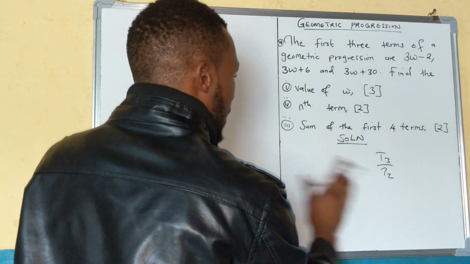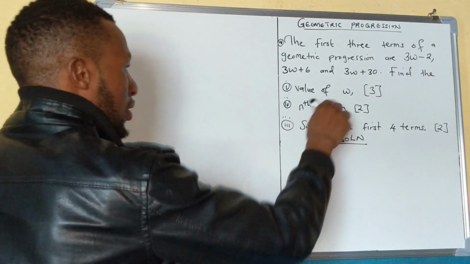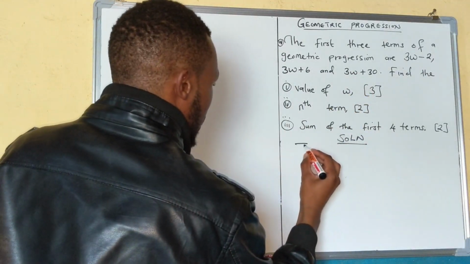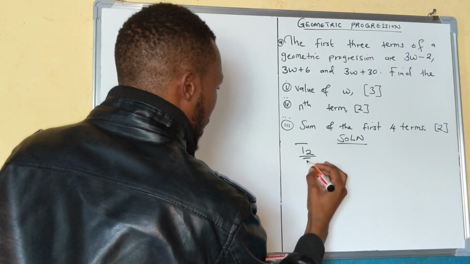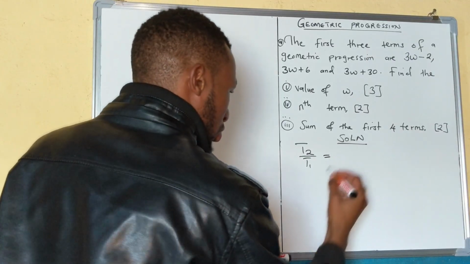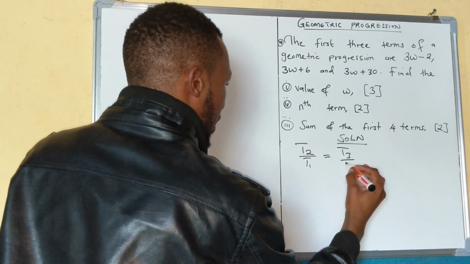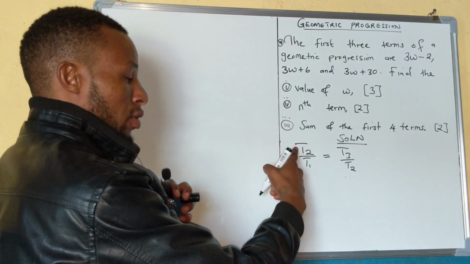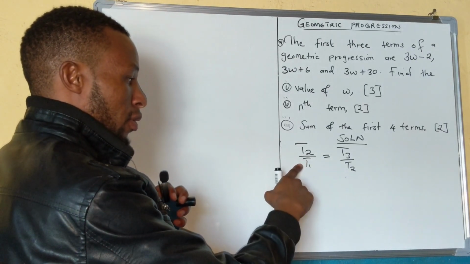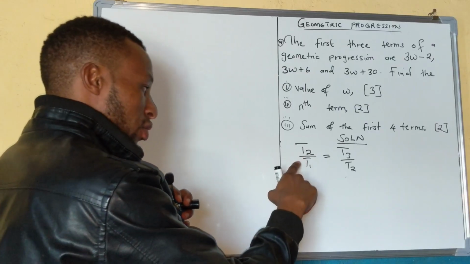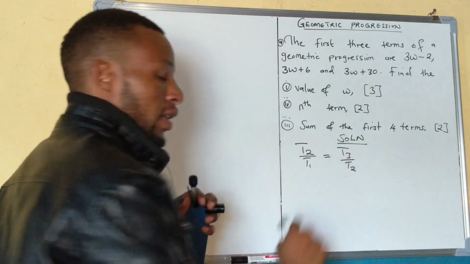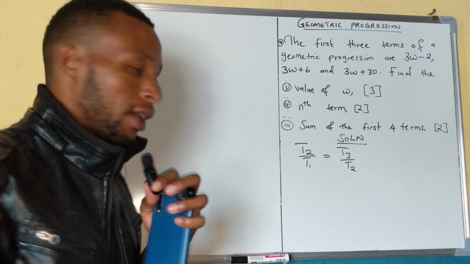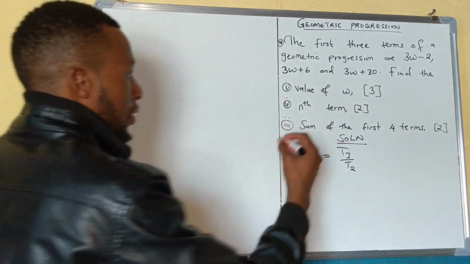So this is how you are supposed to handle this question. To find w on these terms, we say T2 divided by T1 equals T3 divided by T2. Even if I use the term on position 2 divided by the term on position 1, the answer should be the same answer I get here. No wonder we are equating them. So now let us substitute.